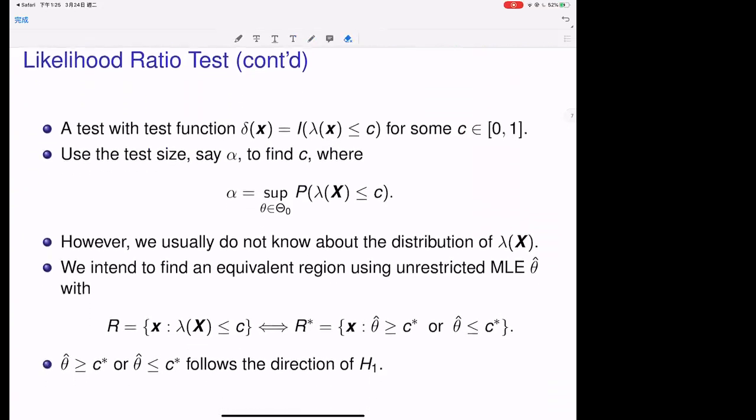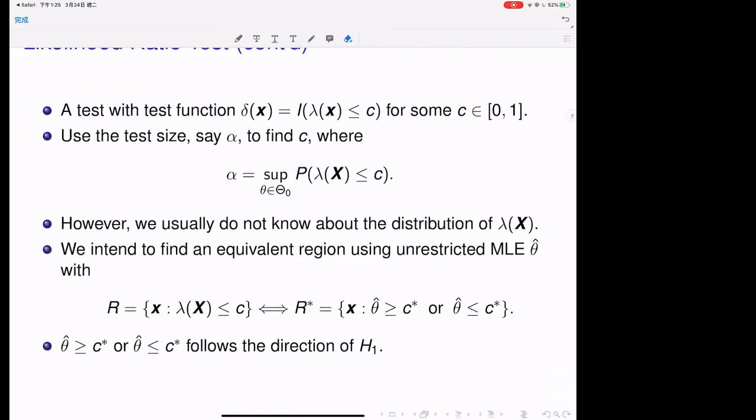Good. So the summary is: you derive your LRT statistic and reject the null hypothesis if it is smaller than c. But the point is, did I tell you what c is? I didn't tell you what c is. You need to find the value of c by yourself. Then how do I find c? This is really important. Using this equation, using your type 1 error to find the value of c.